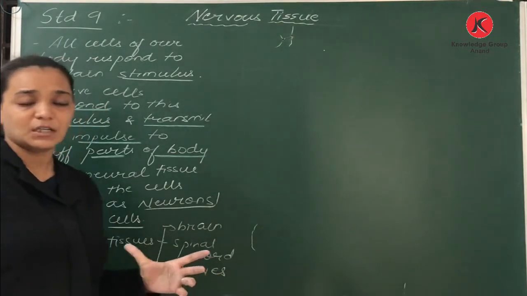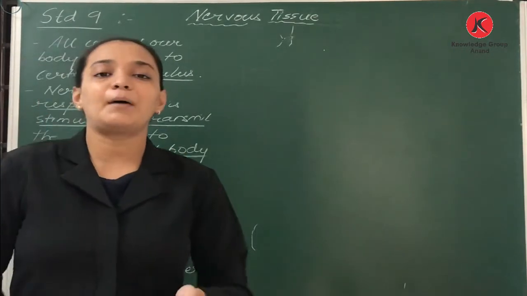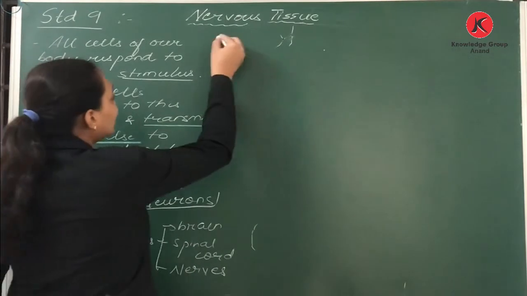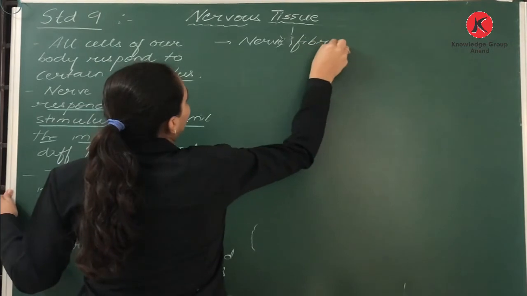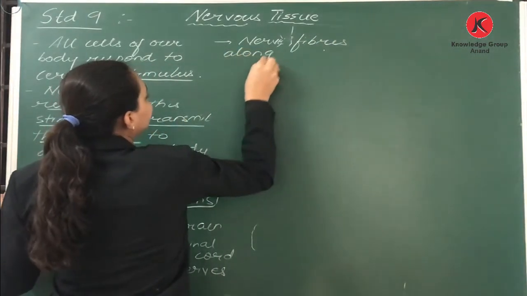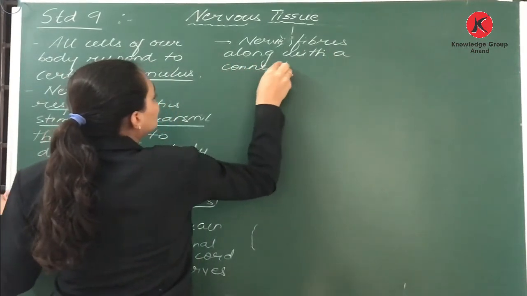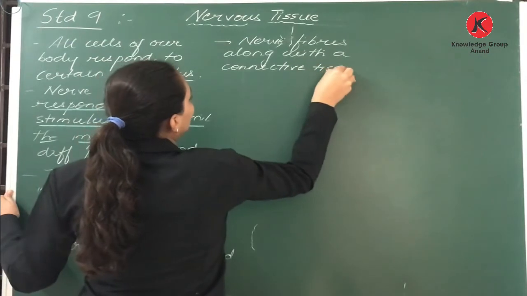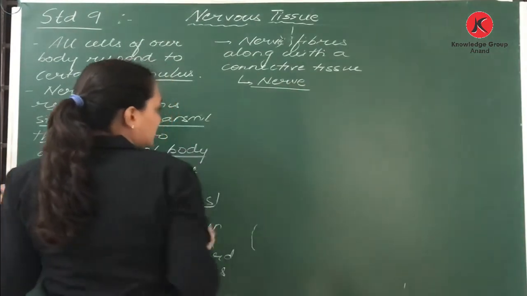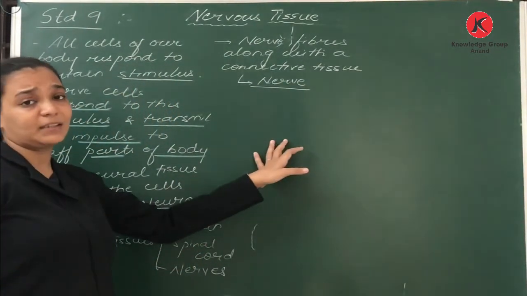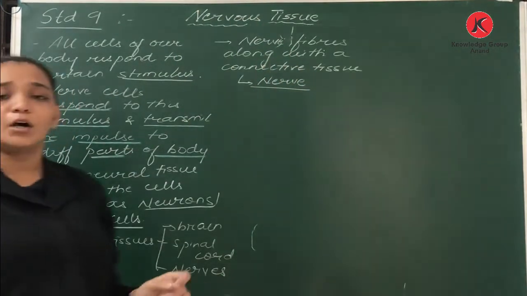What are these nerves? Nerves are bundles of neurons which are covered by a connective tissue. So these nerve fibers along with a connective tissue is known as a nerve. What is a nerve? Nerve कब कहते हैं हम? तो जब nerve fibers, मतलब nerve fiber मतलब nerve cell.